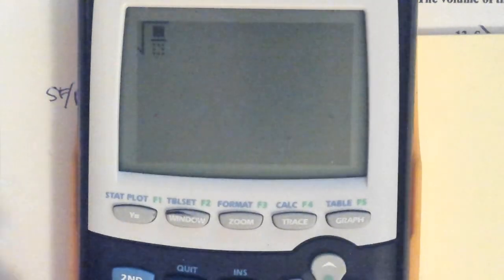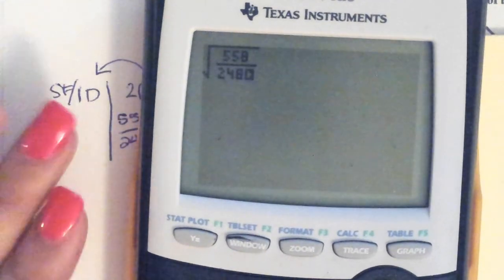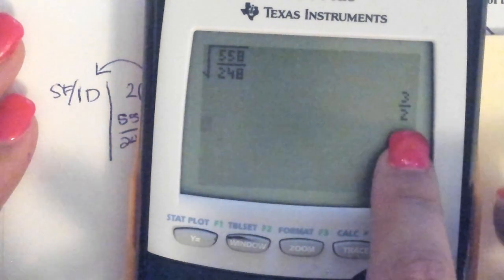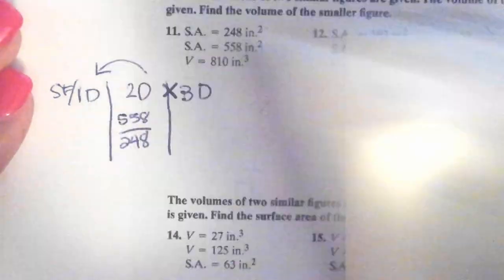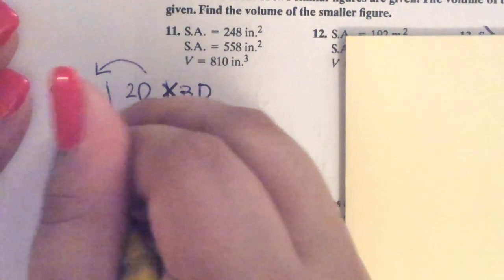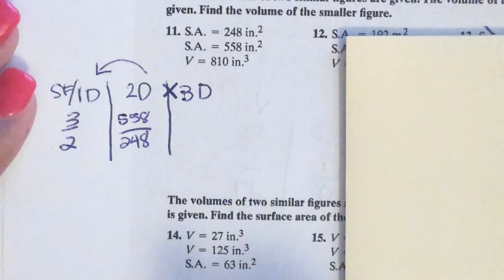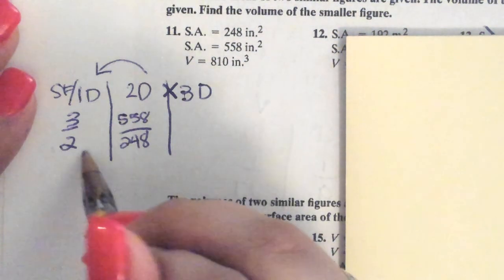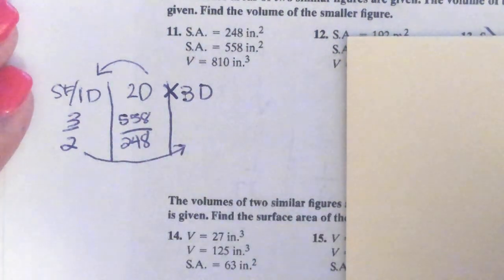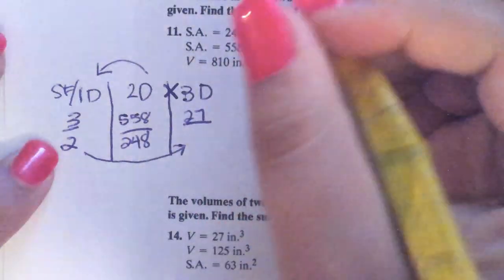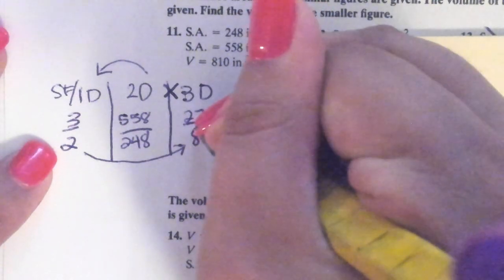What did I have? 558 over what? 248. So square root, what is my scale factor? 3 over 2. Now that I know my scale factor is 3 over 2, what do I do? Cube it. Correct. What is 3 cubed? What is 2 cubed? 8.